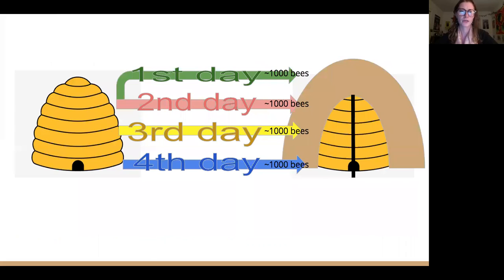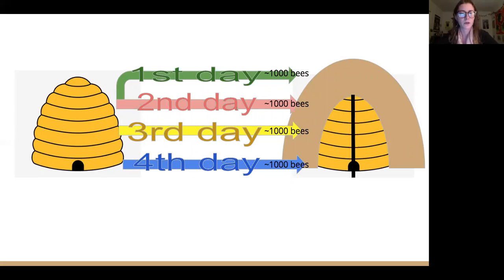So to illustrate what I did here, on the first day, I got around 1,000 bees and I painted all of them green. And there was like a donor colony and the colony in the tent. So the first day there was 1,000 bees, they were green. The second day there was 1,000 pink bees. On the third day there were 1,000 yellow bees. And on the fourth day there were 1,000 blue bees.